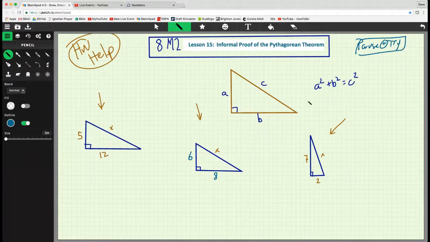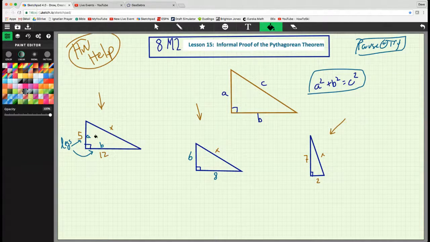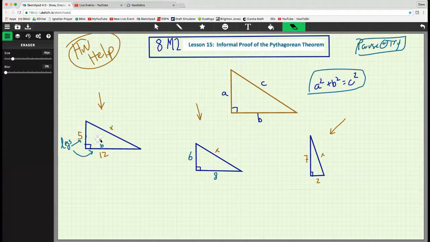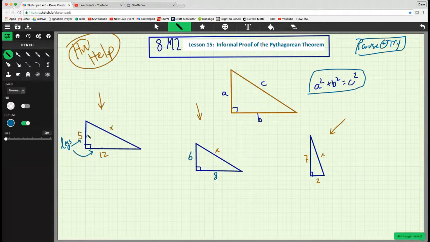So remember, here's our rule. a and b are the two sides that are next to the right angle. Those are our legs, right? These are our two legs. And the question is, does it matter which one is a and which one is b? The answer is no. a and b can be either one. I could have just as easily said that one's b and this one is a. But c is always opposite the right angle.